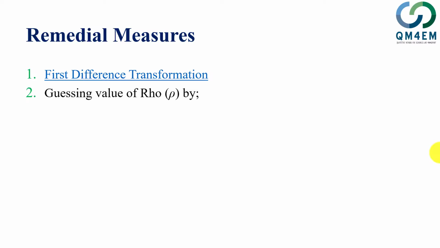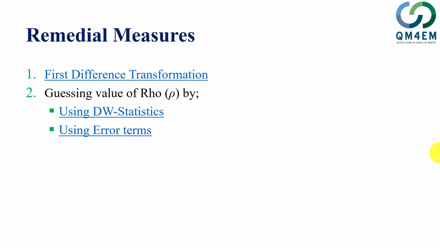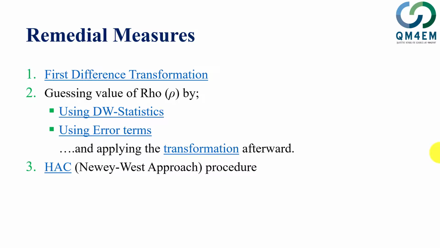Then we can think of guessing rho, the autocorrelation coefficient, by either using the Durbin-Watson d-statistic or using the error terms of the regression model. In either case, we will get the rho value, and this rho value can be used to transform the original model to a new model that will be free from autocorrelation. So we will see how it works. And then we can also use the HAC or Newey-West approach for fixing the problem of autocorrelation. I'm going to start with the first difference transformation remedial measure for autocorrelation, and then subsequently I will be discussing the rest of the methods as well.